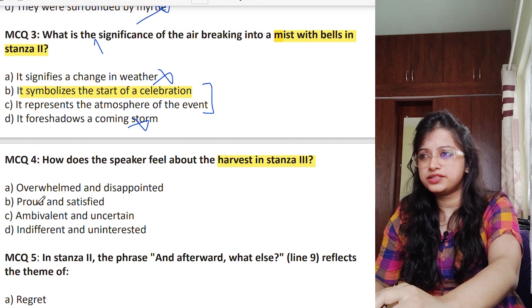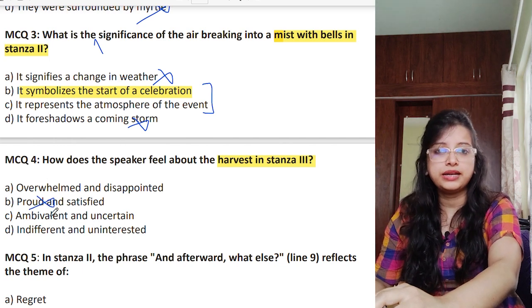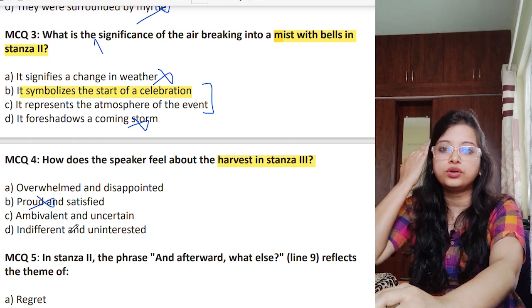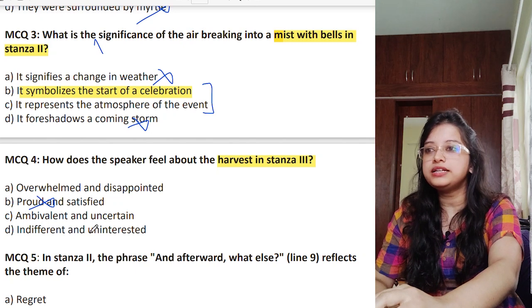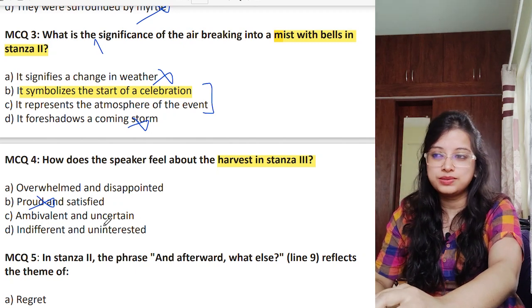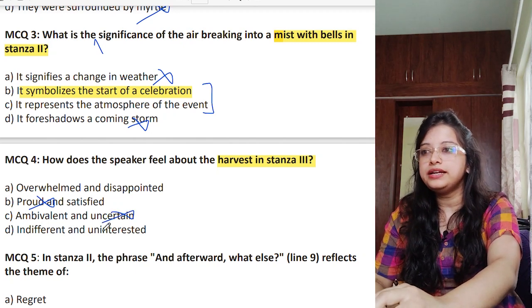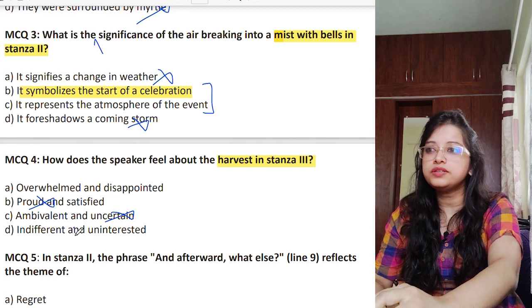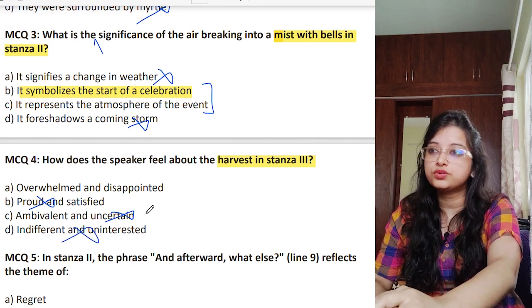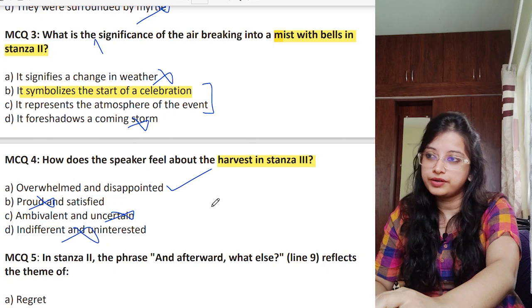Not proud and satisfied. What happened to him? Do you think that it made him proud that people are bent on killing him? No. Ambivalent and uncertain, both are almost the similar words. No. Indifferent and uninterested, no, of course he was very, very disappointed. So option number A, right?